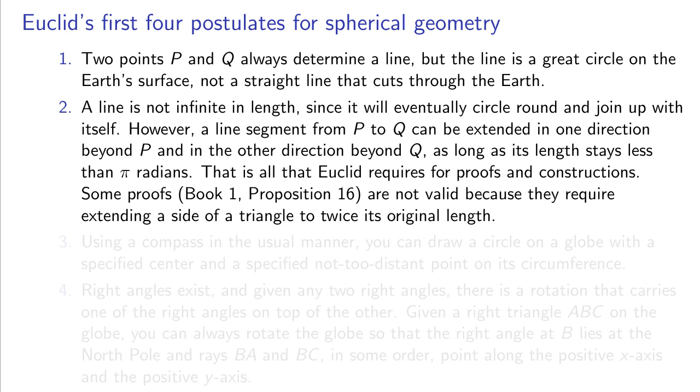Euclid proposition 16, which says that an exterior angle of a triangle is always greater than either interior angle, is not true in spherical geometry. The easy counterexample is a triangle that has 3 right angles, 1 at the North Pole and 2 on the equator. But if you look carefully at the proof, you'll discover that Euclid requires that you extend the side of a triangle to twice its original length. And if the triangle is too big, you can't do that.